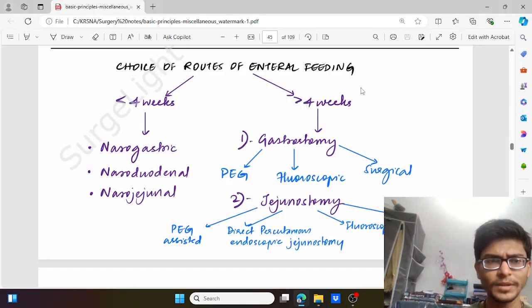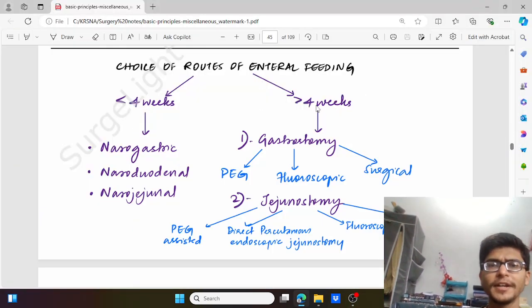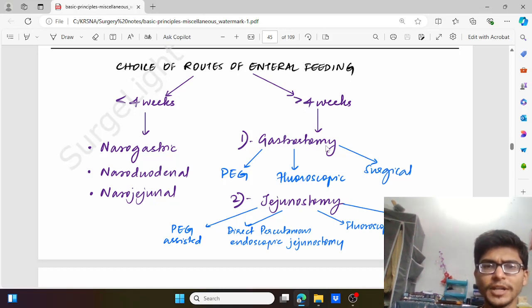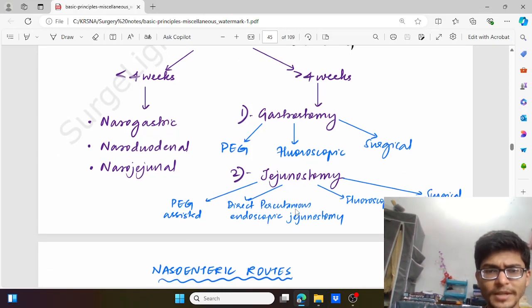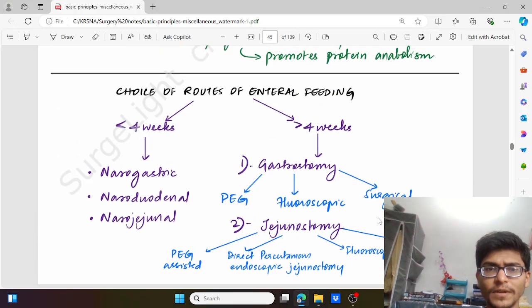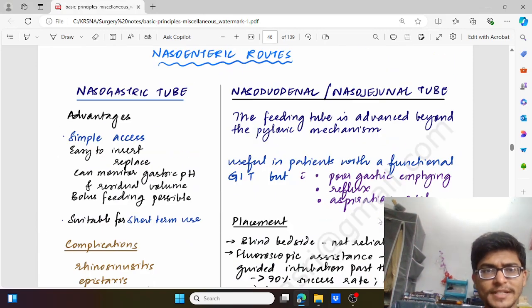if we are considering enteral feeding for more than 4 weeks, depending on the gastric motility, if the gastric motility is all right and there is no obstruction, we can go for gastrostomy through PEG, that is percutaneous endoscopic gastrostomy, or fluoroscopic method or surgical method, which could be open or lap. If there is gastroparesis or something like that, then we go for jejunostomy, that is PEG assisted jejunostomy, direct percutaneous endoscopic jejunostomy, or fluoroscopic or surgical, which would be open or lap. So these are some routes of enteral feeding. Now we'll see them in detail.